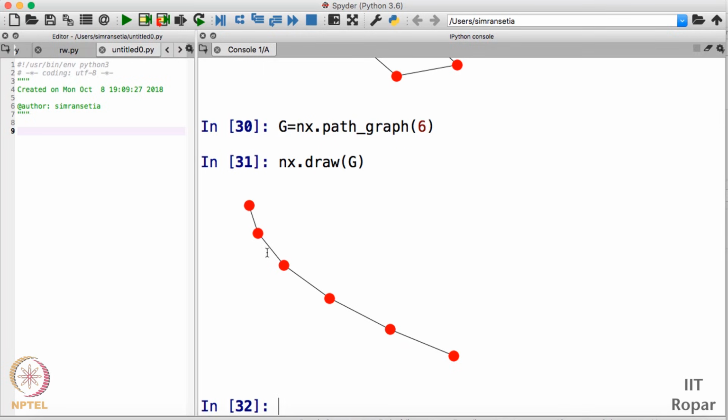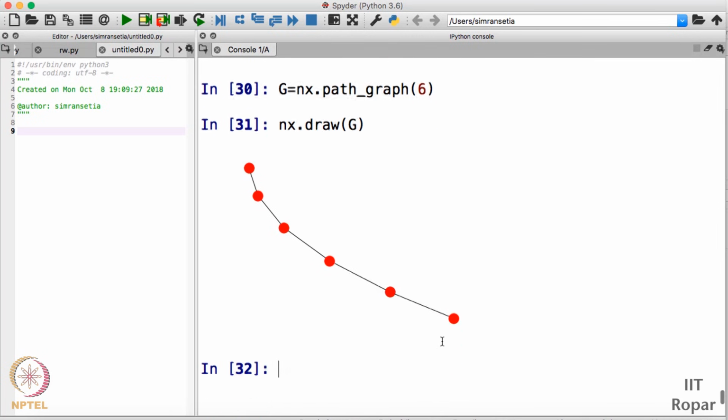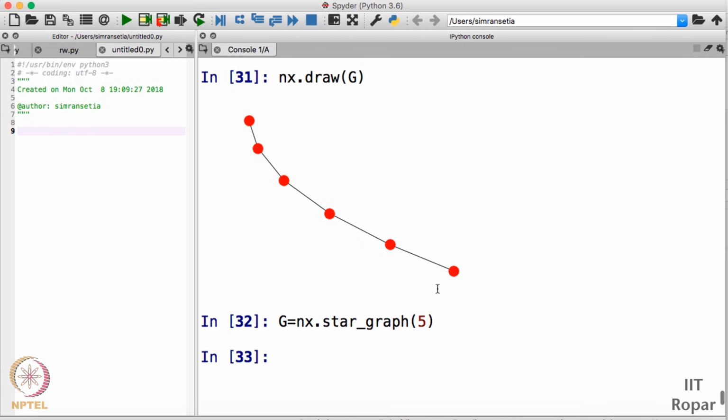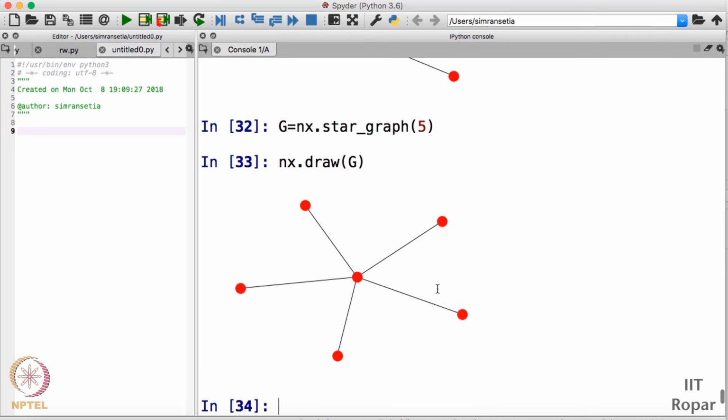So you have a simple path comprising 6 nodes. Then I'll draw a star graph. So what we'll do is nx.star_graph, and then I supplied a parameter here. Let us find out what this parameter does. And then let me draw this particular graph.